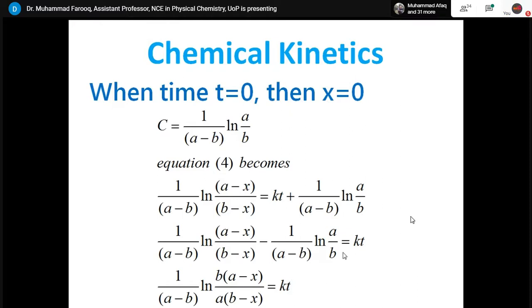Okay, now rearranging again, 1 over a minus b log of... I told you this is the log property, so you just first write down log of a minus x, b minus x. Now you can see minus is there, so a will become a minus b if we put it this way. So if we rearrange it, it will be log of b into a minus x divided by a into b minus x is equal to kt. Is this clear or not?